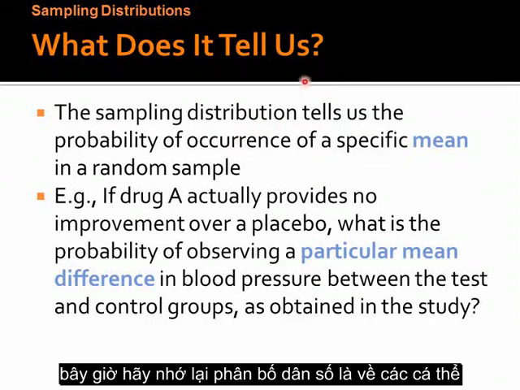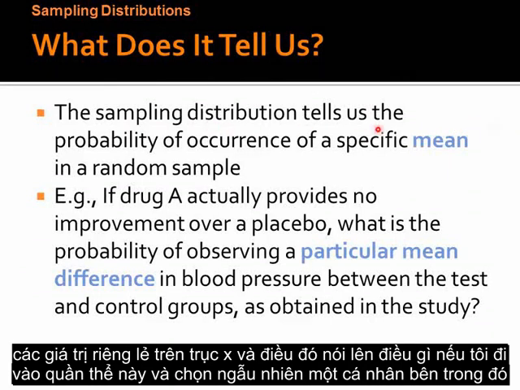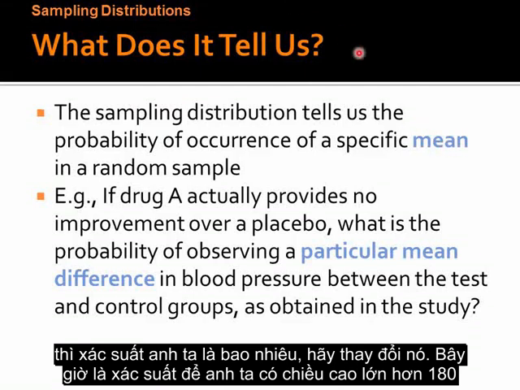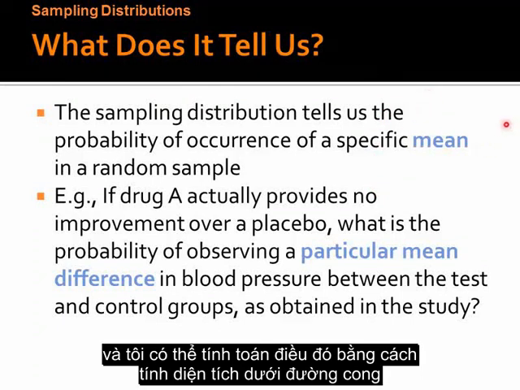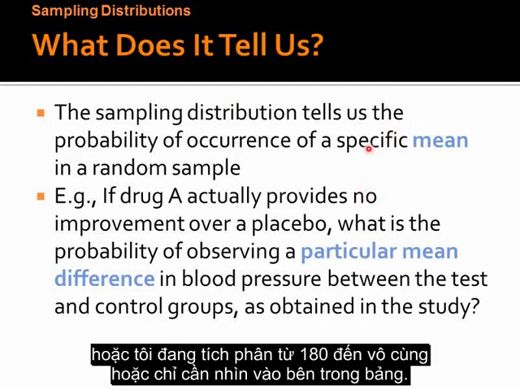Now, remember again, the population distribution is about individual values on the x-axis, and what it says is if I go into this population and randomly pick one individual inside there, what's the probability of him having, let's change it now, a height that's greater than 180? I can calculate that by calculating the area underneath the curve, or integrating from 180 to infinity, or just looking it up inside the table.